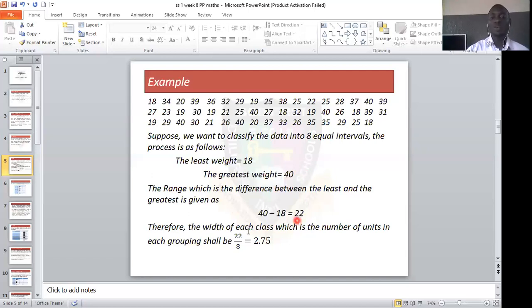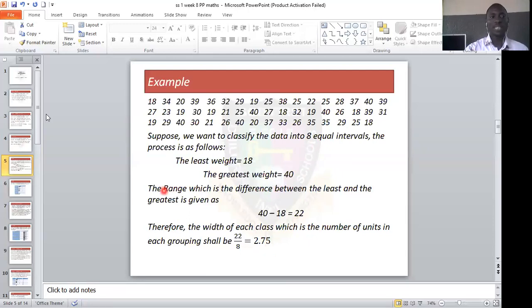Therefore the width of each class, the number of units, since they told us to divide into 8 equal intervals, must be the same for the 8 classes. So you say 22 divided by 8, which will give you 2.75. We are not dealing with points here, we are dealing with whole numbers, so you approximate this to 3.